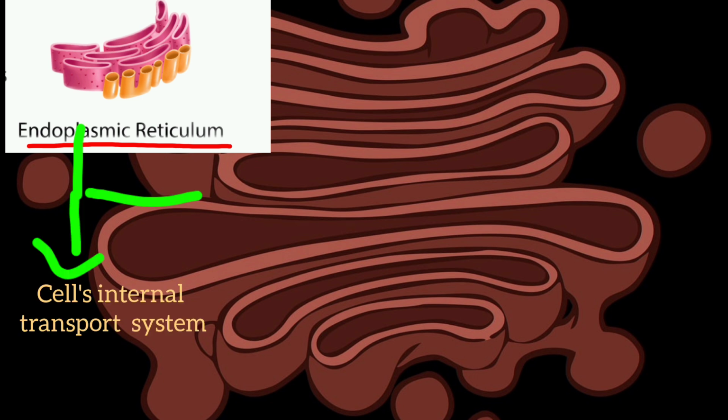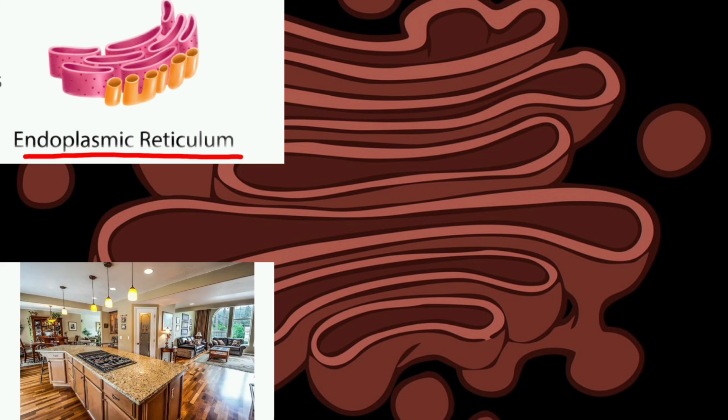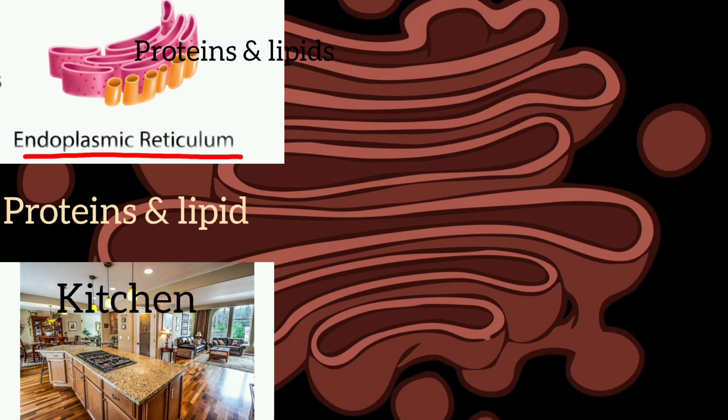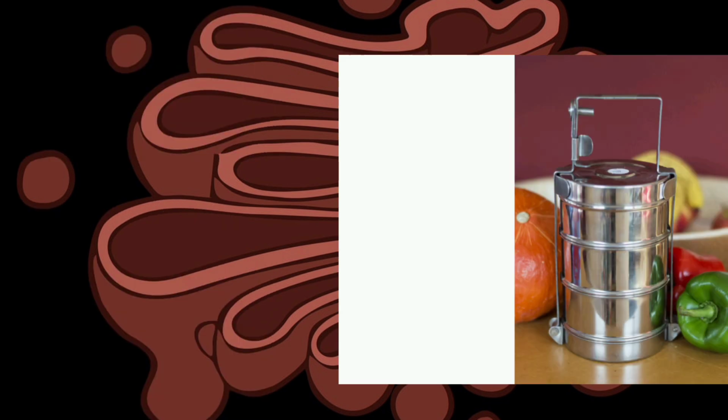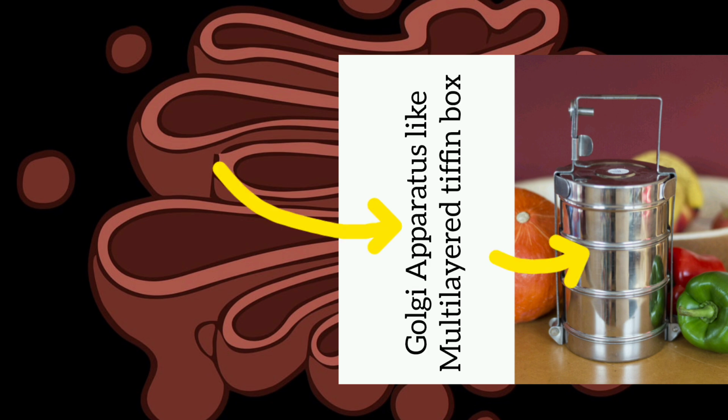Now, to understand the functioning of the Golgi apparatus better, let us compare it with something familiar, a multi-container tiffin box. In a home, the food is prepared in the kitchen, and this is like the endoplasmic reticulum, where proteins and lipids are made. That is, food is prepared in the kitchen, like that proteins and lipids are prepared in the endoplasmic reticulum. Then the food is placed into separate compartments of the tiffin box, and this is like the Golgi vesicles, where materials are sorted and stored.